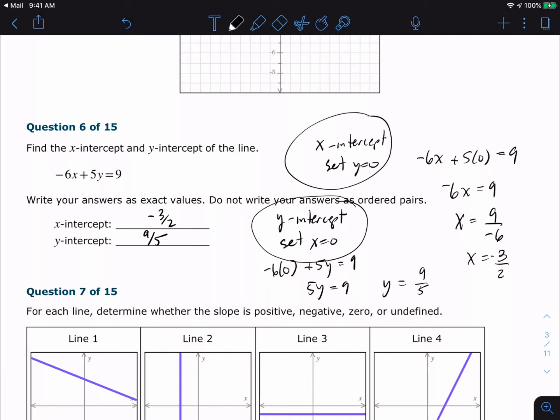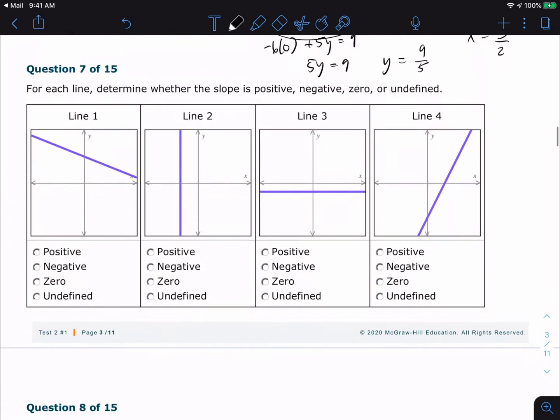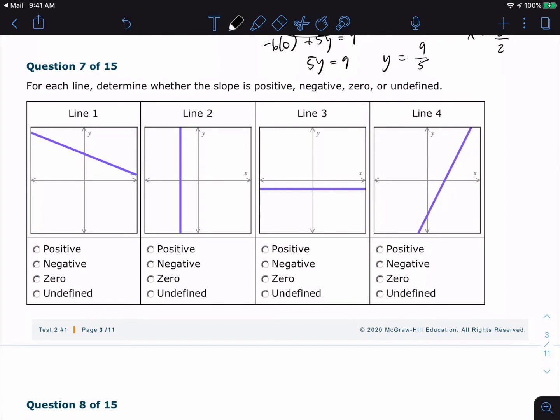It is very important. Okay, for number 7, determine whether the slope is positive, negative, 0, or undefined. Well, the way I like to think of this is as I'm going this way, am I going up a hill or down a hill? So in this case, it looks like I'm going downhill. Downhill is negative.